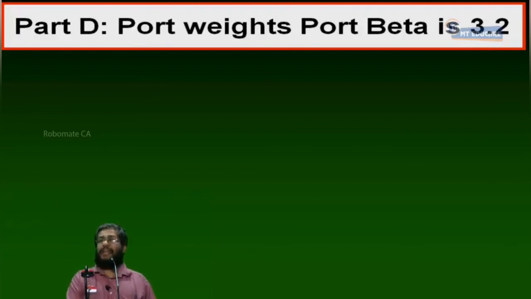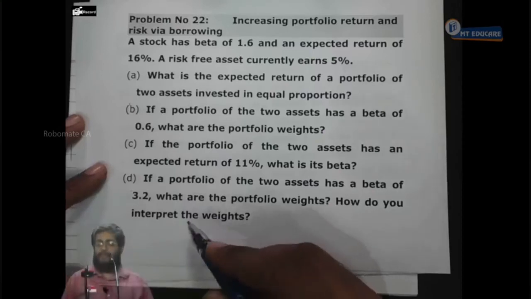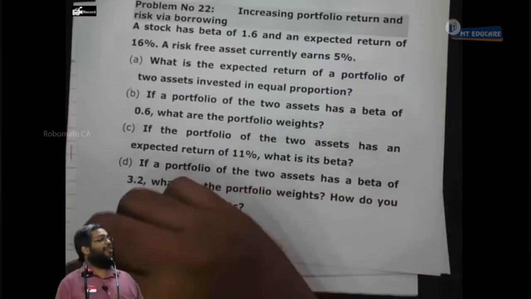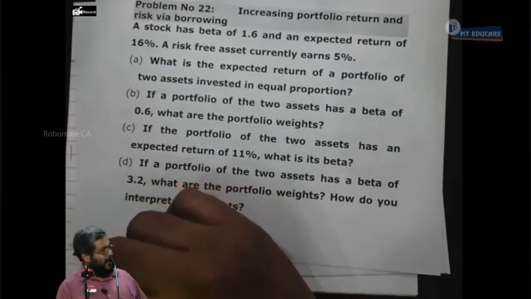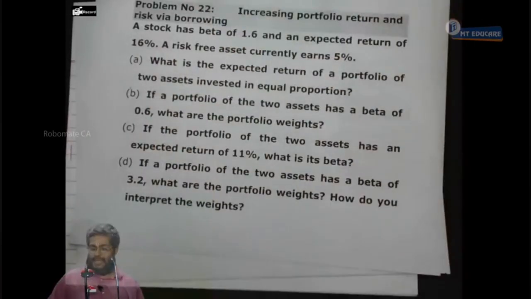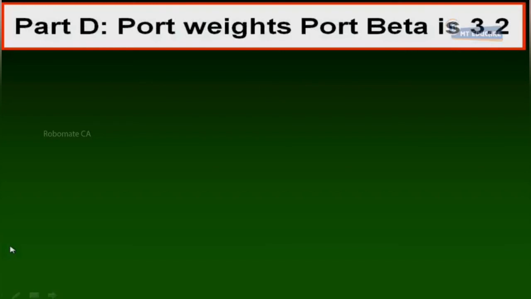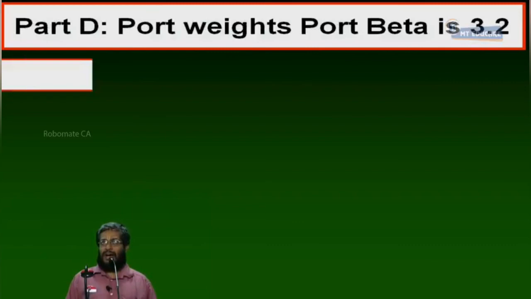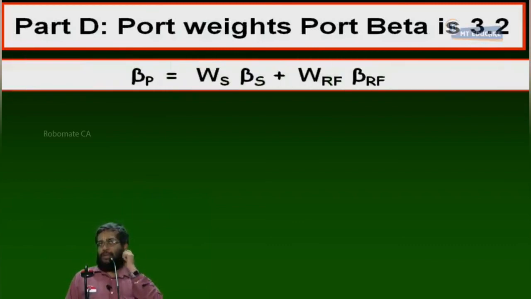Now stop writing. This part D and part B question are similar. In part B they are asking what is the weight for the portfolio to have how much beta? 0.6. Now what is the weight for the portfolio to have how much beta here? 3.2. The only change is the portfolio beta I am increasing, that's all. Now let's write down. Beta P is equal to, I forgot the formula. Beta P is equal to what? WS beta S plus WRF beta RF.